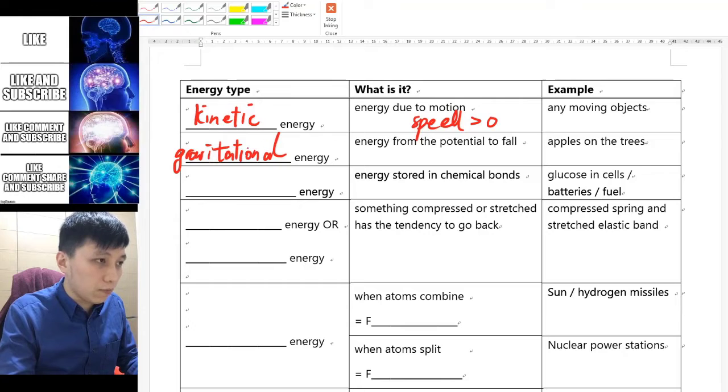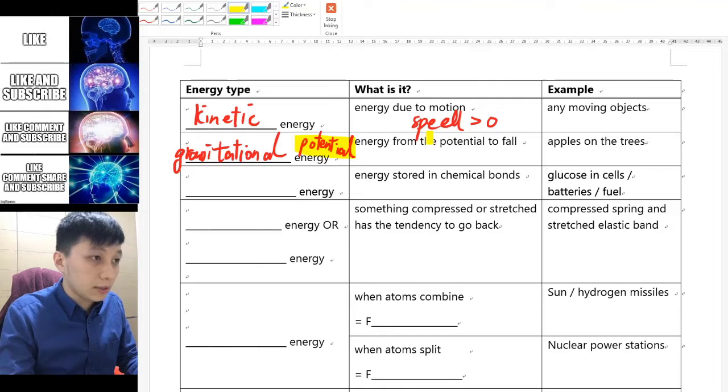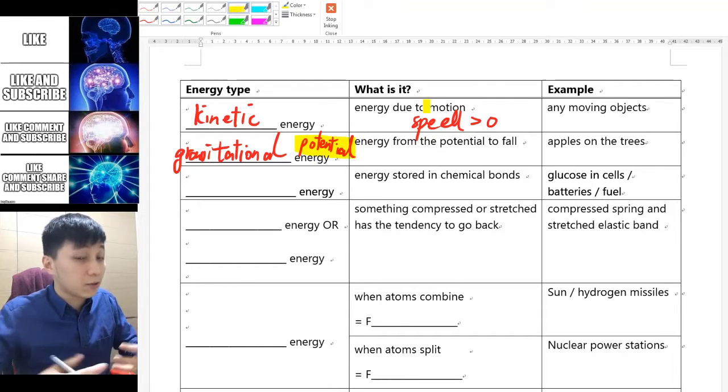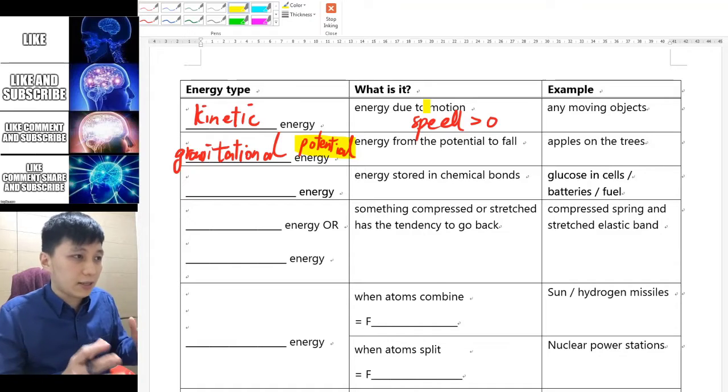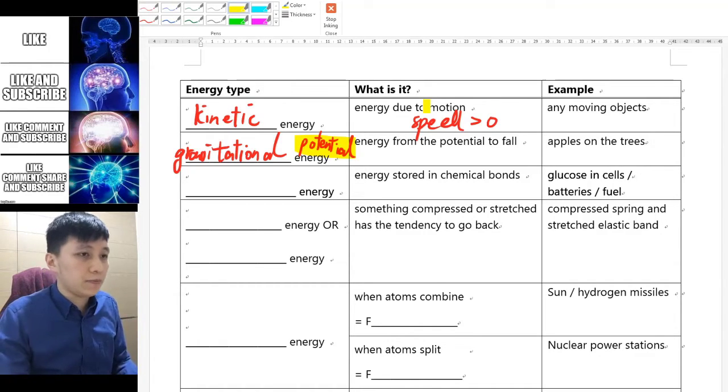So make sure you can spell it correctly. Gravitational potential energy. And the word potential is actually important because it has the potential to drop due to gravity. So you can't say gravitational energy, you have to say gravitational potential energy.